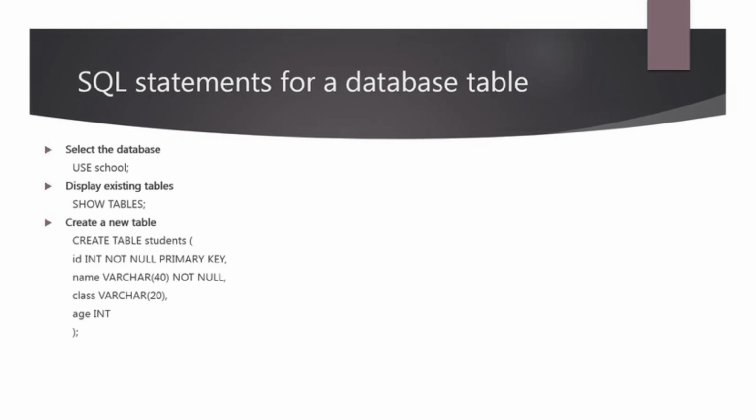Here is an example SQL statement to create a new table. The given SQL creates a new table called students with the given columns and their data types. The SQL statement to get the structure of a table is describe students. Here students is the table name. And the SQL statement to delete a table is drop table students. Now let's learn with some practical examples.